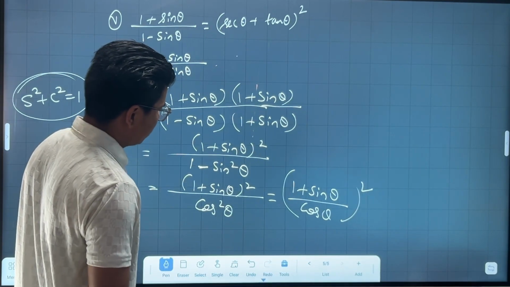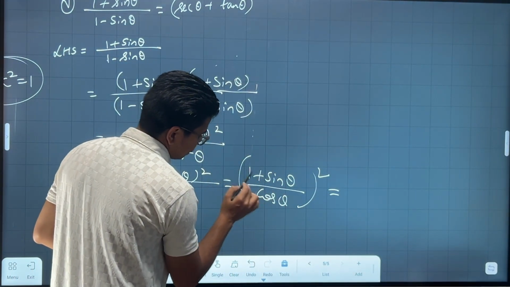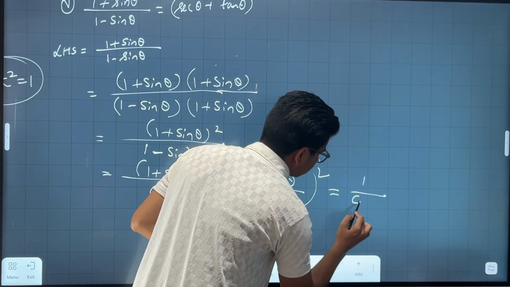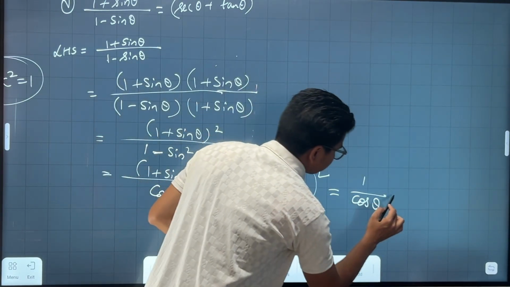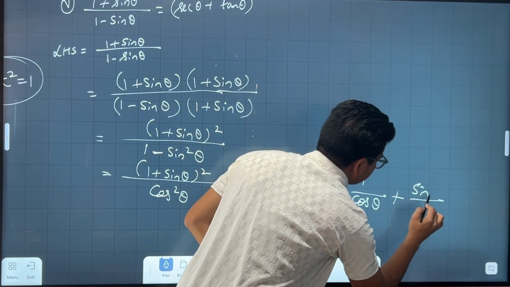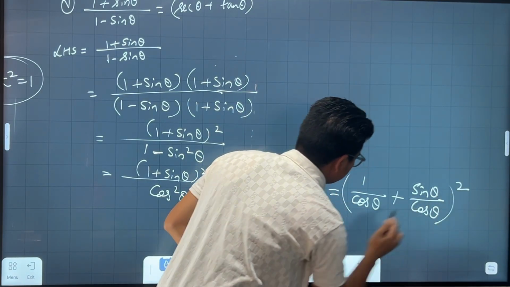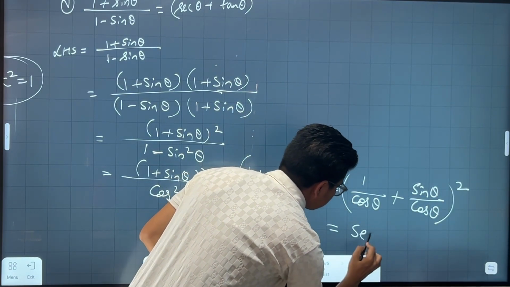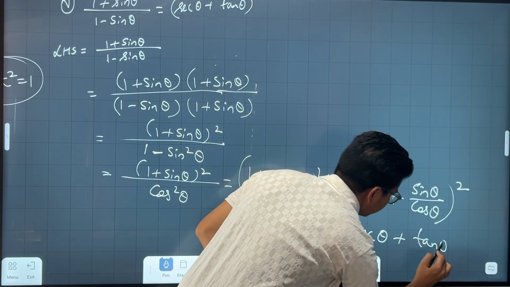Now further this can be written as this, cos theta, the denominator is for both, right? So let me just separate these terms. 1 by cos theta plus sine theta by cos theta. Then square is still there. Then 1 upon cos means sec, right, plus sin theta by cos theta equal to tan theta.